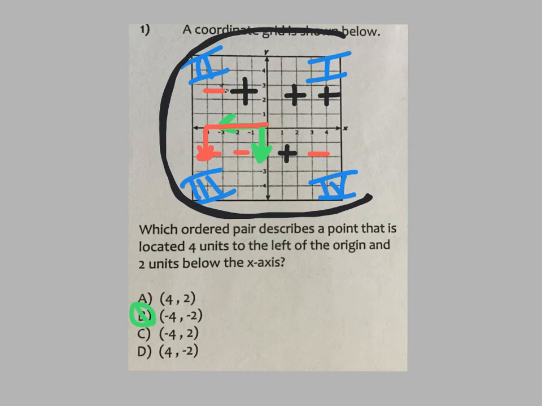4, 2 for answer choice A would be positive, positive, right and up. Negative 4, 2 would be left and up, and we needed left and below. 4, negative 2 would be right and below, and we needed left and below. Our answer is definitely B.